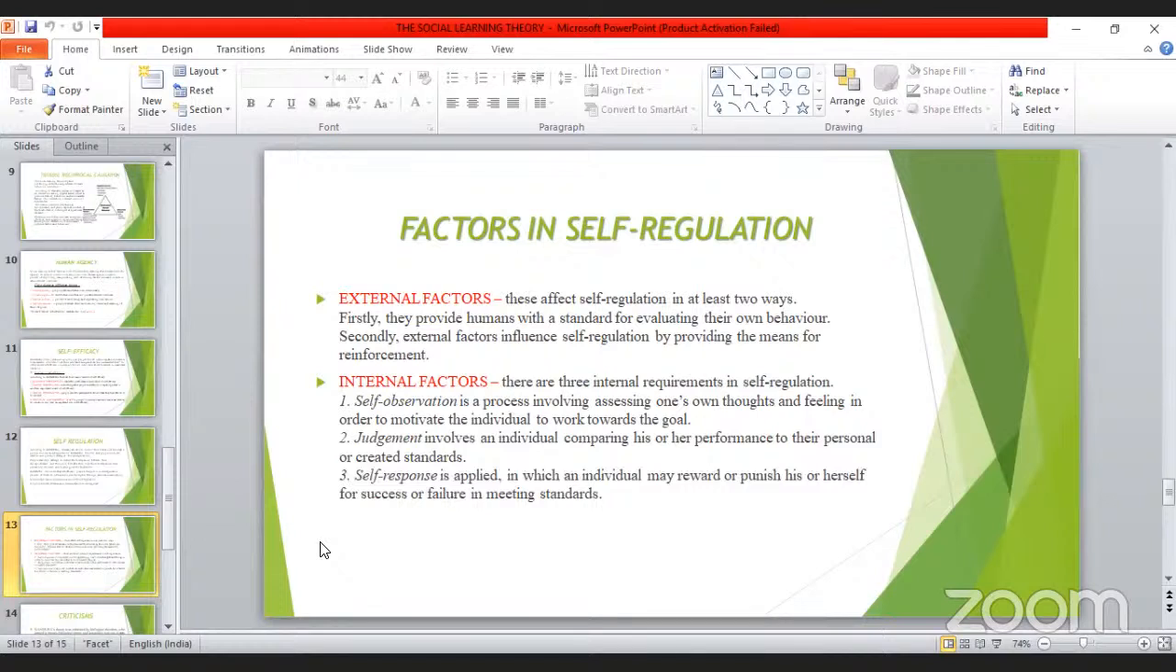After making a judgment, the next point is self-response. Self-response is applied in which an individual may reward or punish himself or herself for success or failure in meeting the standard. If you successfully meet your standard, then you can praise yourself.